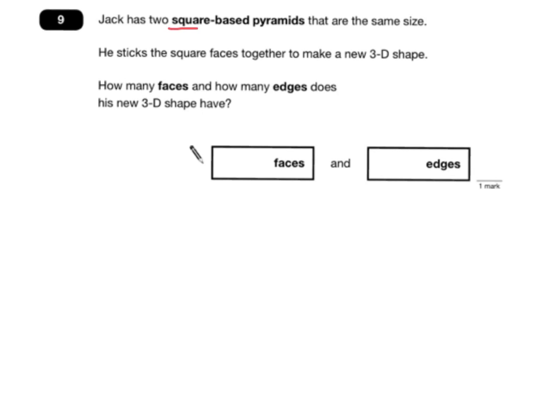So question 9 looks at square base pyramids. So they have a square base, that's it, and they're a pyramid. He's going to stick the two square faces together of his two pyramids, and we want to know how many faces and edges they have.